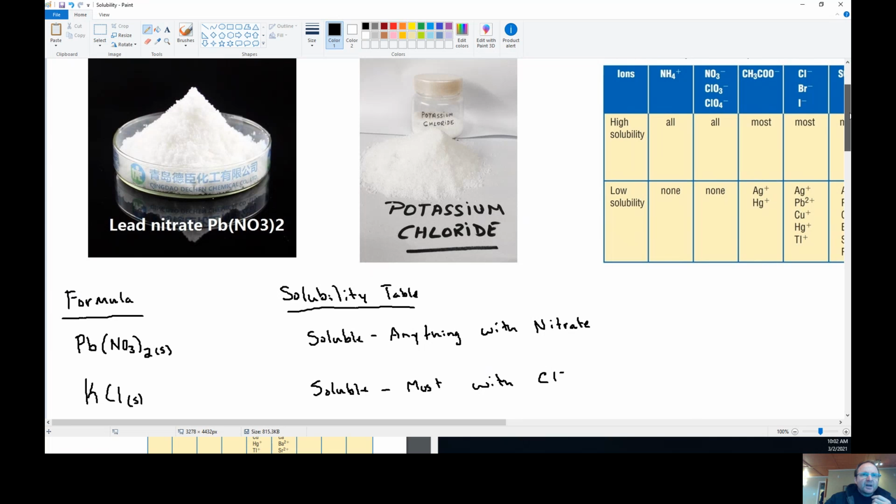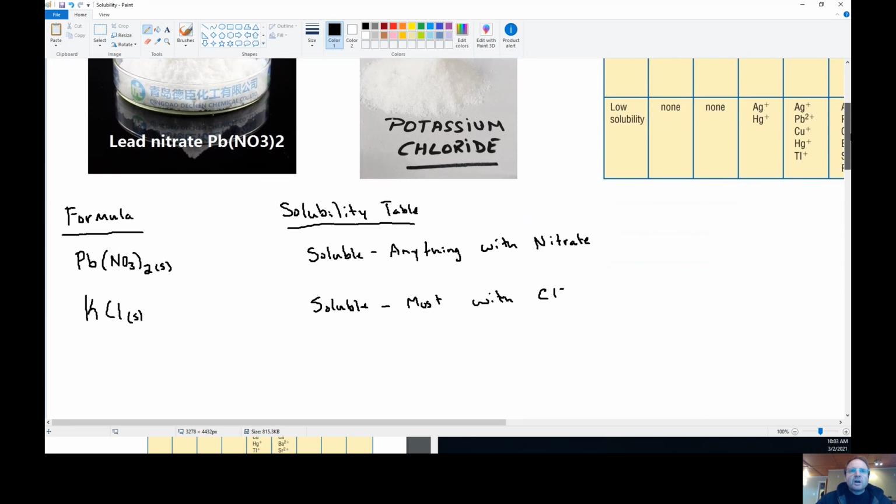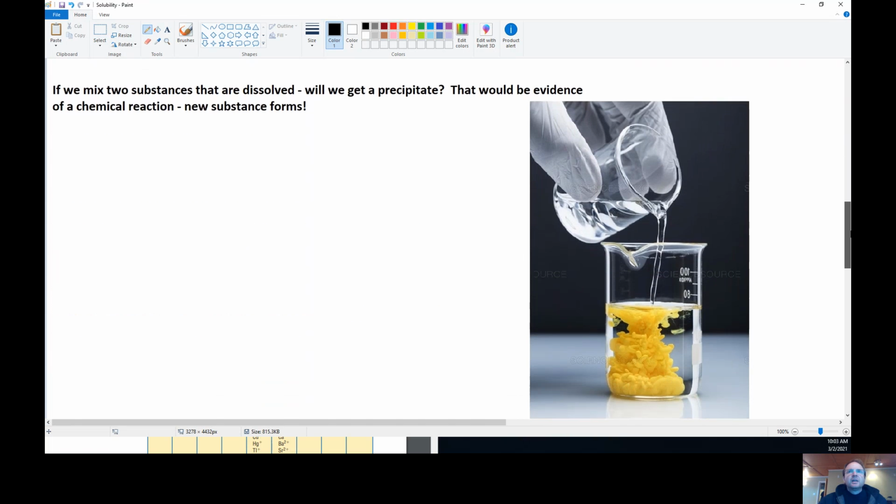Now we're going to look at two other substances. First of all, whether they'll dissolve. And then secondly, what happens when we mix them? When we mix them, will we get a precipitate forming? And a precipitate is going to be evidence of a chemical reaction. So let's look at two other substances here.